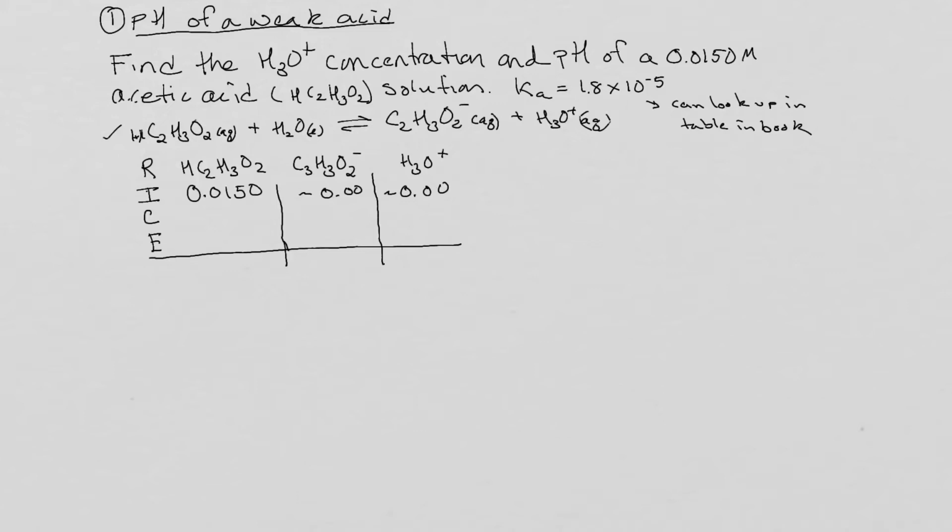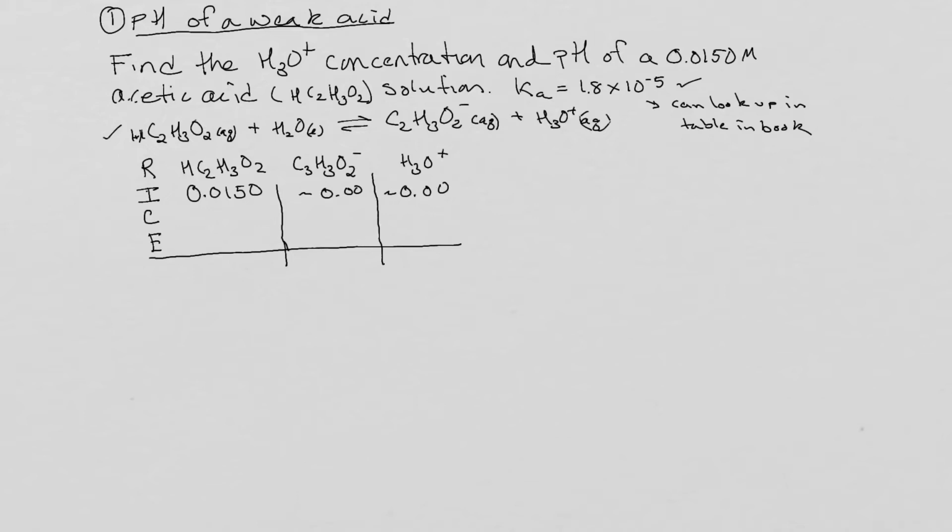Now, another piece of information that we'll need is the Ka. Either that Ka will be given to us in the problem, or we can look it up in the table in the book. There is a small table in the chapter, but there is also a much larger table in the back of the book in the appendix. So the Ka for acetic acid is 1.8 times 10 to the negative fifth.